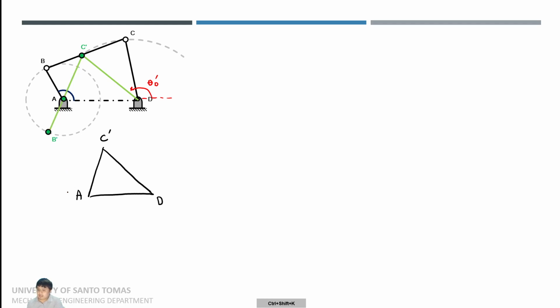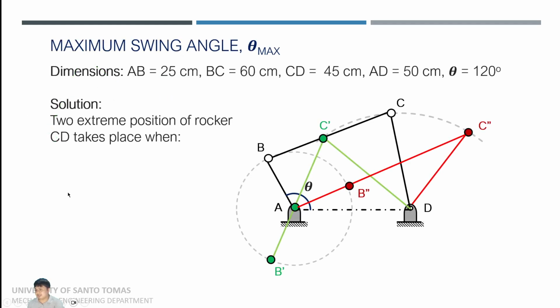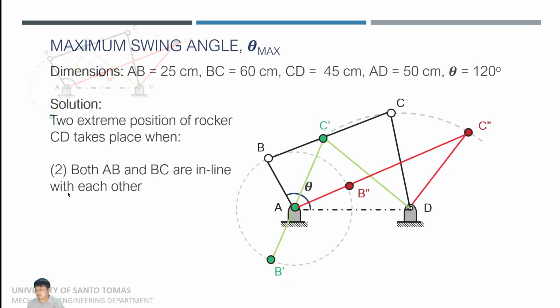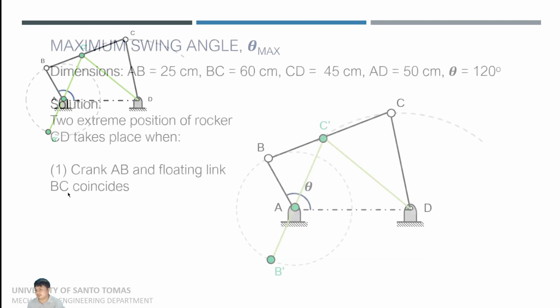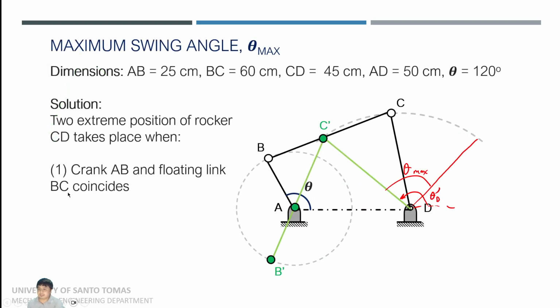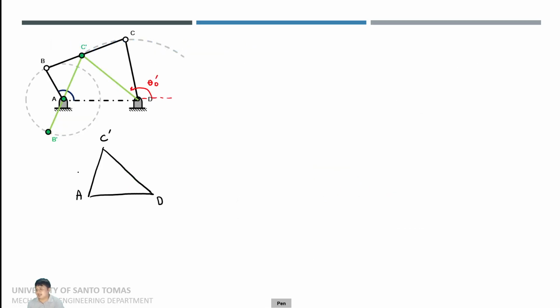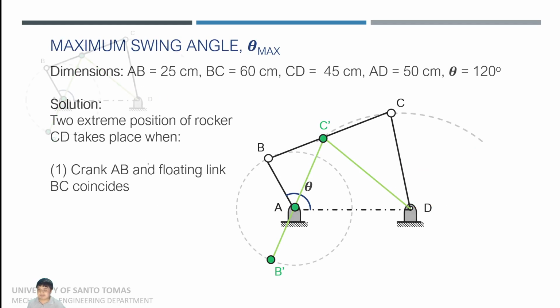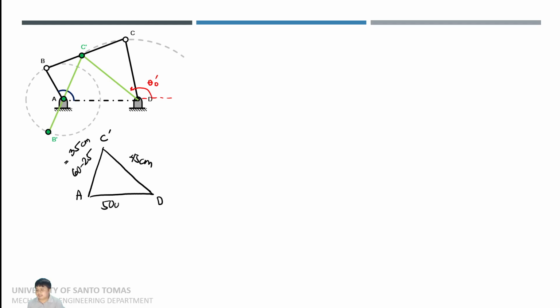So the length of CD or BC and AB, where's that? We have 25 centimeters and 60, so you have 60 minus 25. Basically this is 35 centimeters. And then CD is already given, which is 45 centimeters. And AD is also given as 50 centimeters. So we have this 50 centimeters.